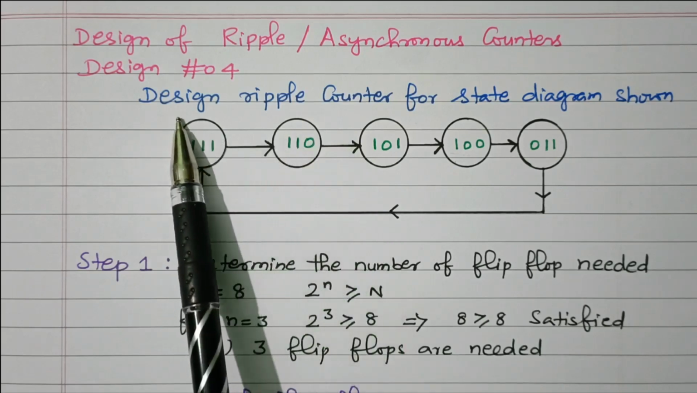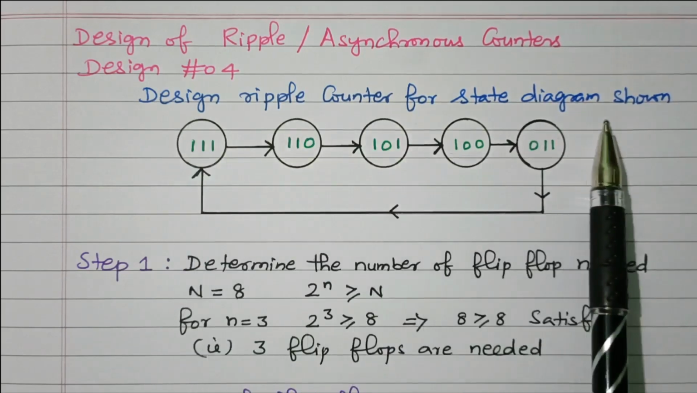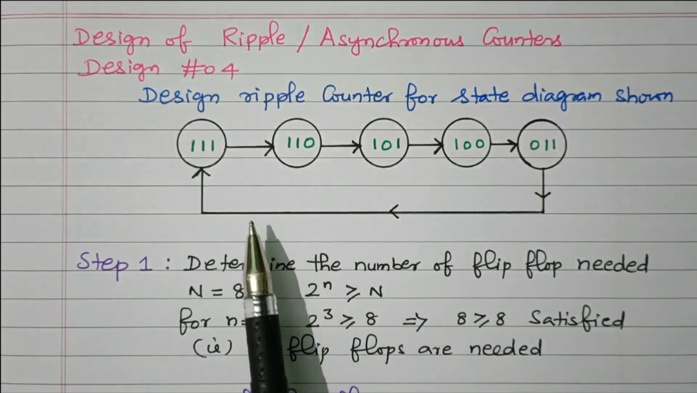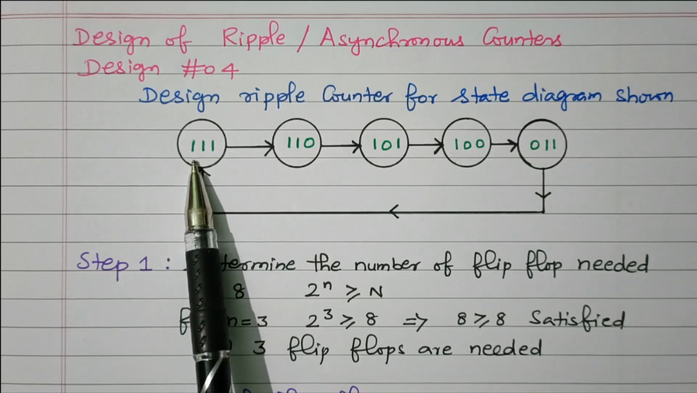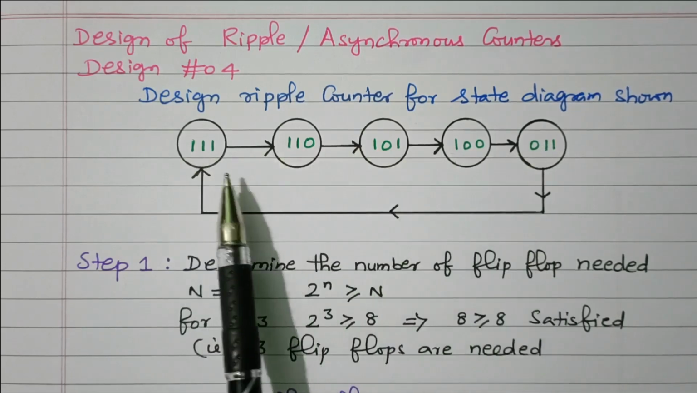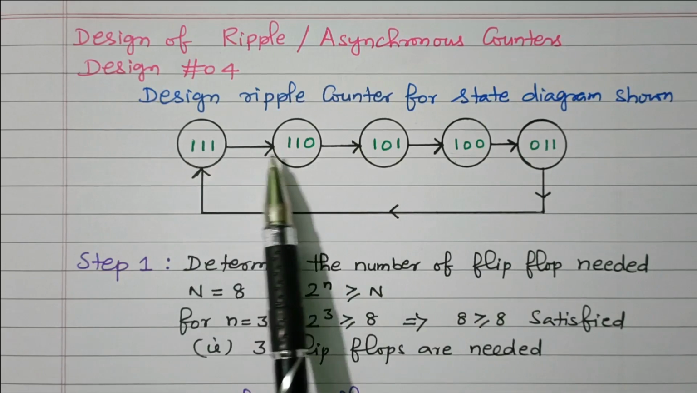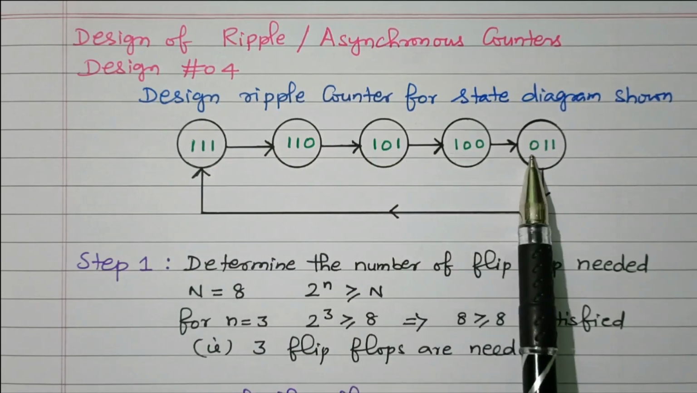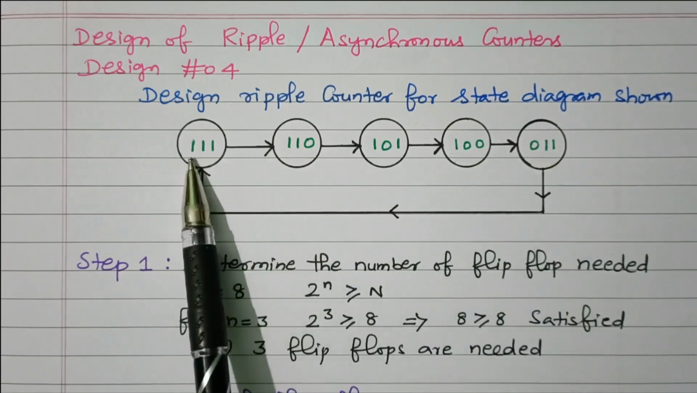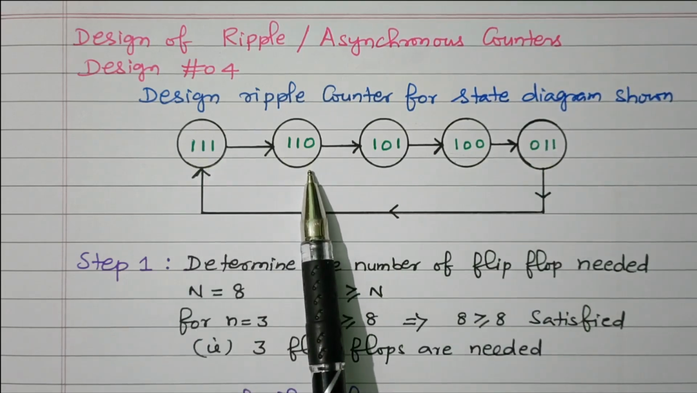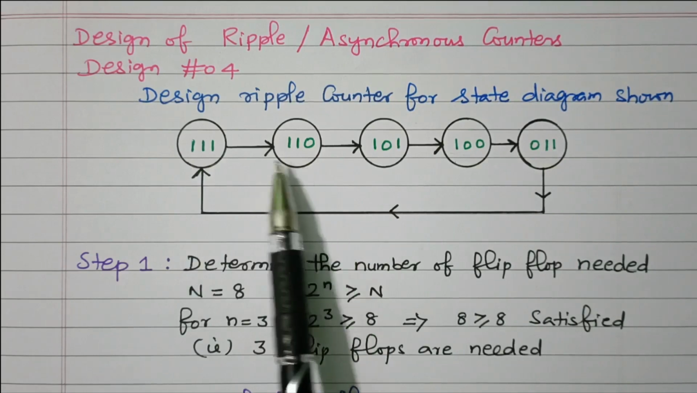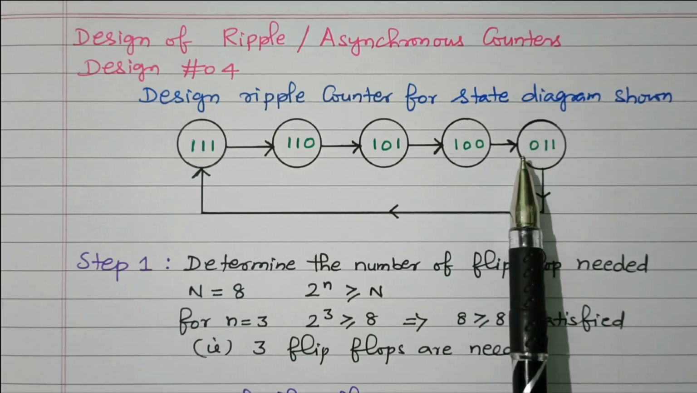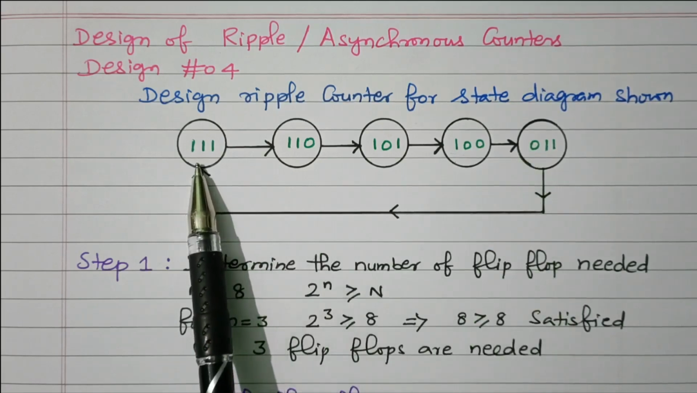Now we'll see the design. Design the ripple counter for the state diagram shown below. Based on the state diagram, we need to design the ripple counter. There are 5 states available. 1, 1, 1 changes to 1, 1, 0. Then it goes to 1, 0, 1, 1, 0, 0, 0, 1, 1. Right? So there are 3 digits available. So definitely 8 states will be there, but only 5 states are needed here. The remaining 3 states are not needed. And it is also clear that this is a down counter.